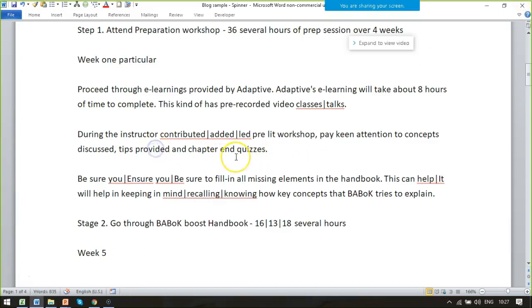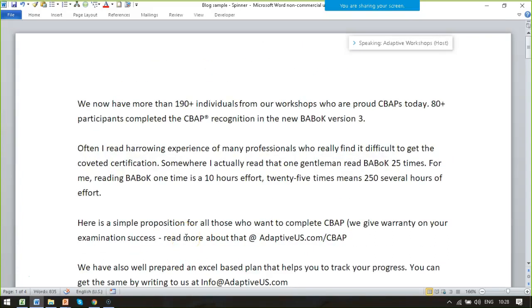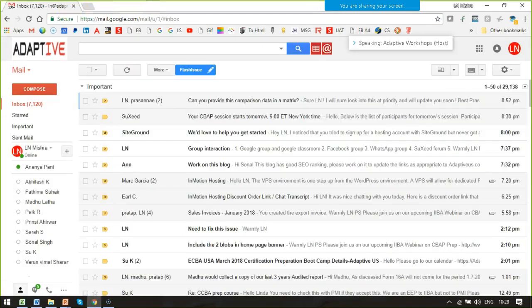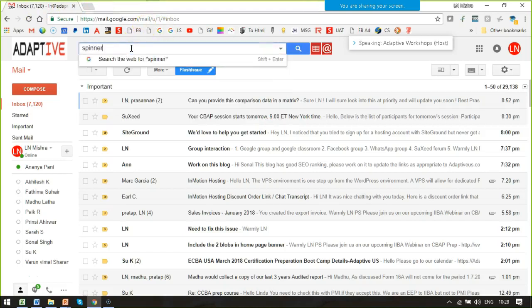Anything like this. Okay. This is actually something interesting I learned. I don't know, maybe it's useful for you guys as well. So there is a software called Spin software or something. Suppose you are trying to write an article, it will help you to write better. Spinner or something.